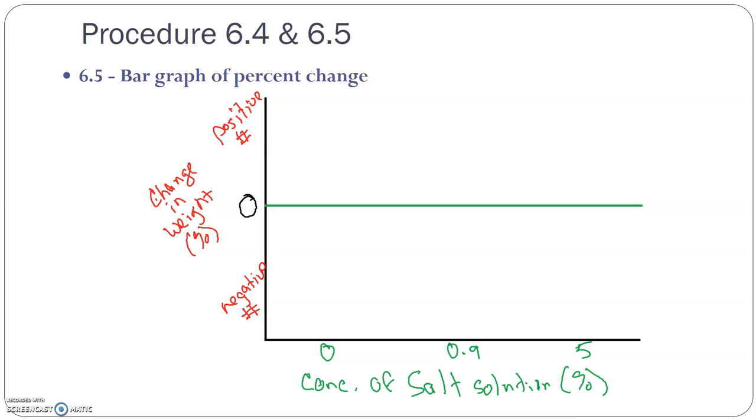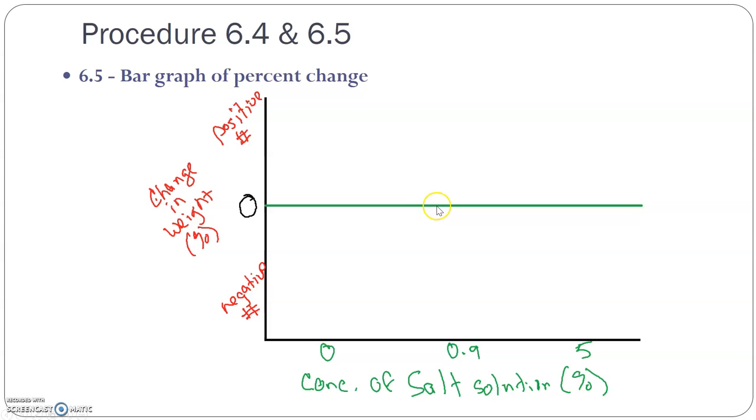Now this graph might look a little bit different than other bar graphs you've done because you are going to have a negative number, which means when you graph this, you're going to have a bar for each one of your potato pieces. You had one potato piece in 0% salt, 0.9% salt, and 5% salt. So you're going to spread those out across your x-axis because this is what you controlled, so this was your independent variable. Then you measured the change in weight, the percent change in weight. So because we're going to have negative and positive numbers, you have to actually put your 0 line here.